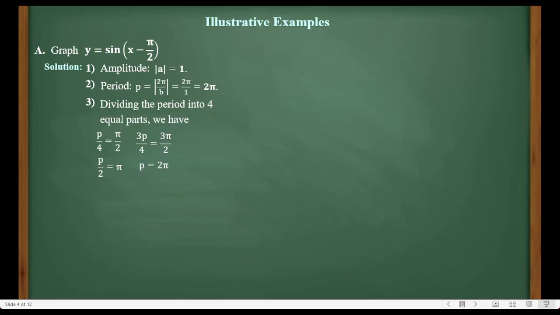Then, after determining these things, we can now trace the graph.